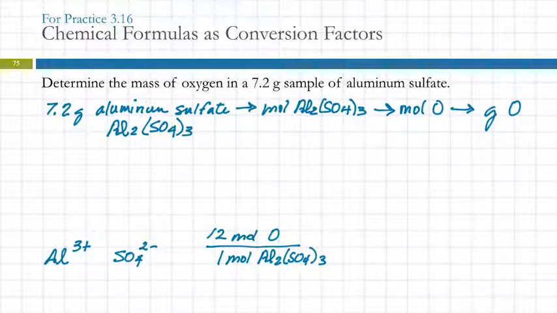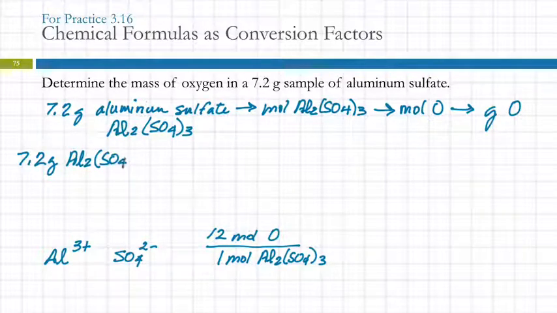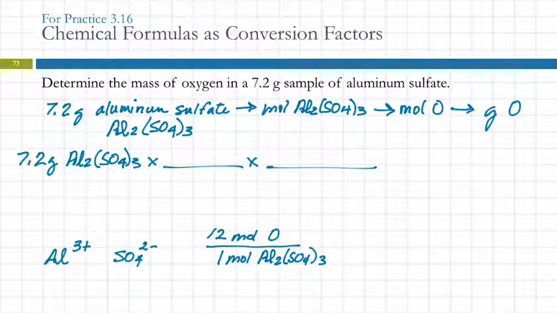So I've got my path. That's the hard part. I have 3 arrows in my path, so that means I have 3 fractions in my equation. So I start with 7.2 grams of aluminum sulfate times in a line, times in line, times in line. The units in my path are the units in the numerator.